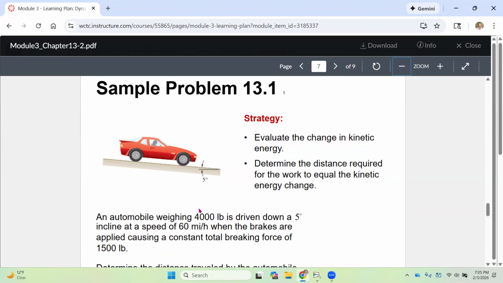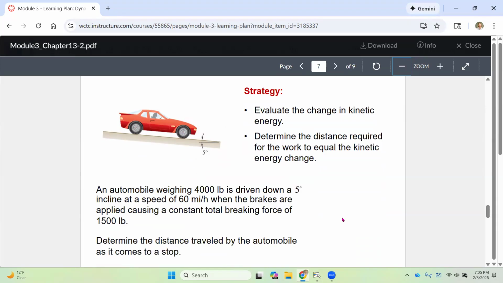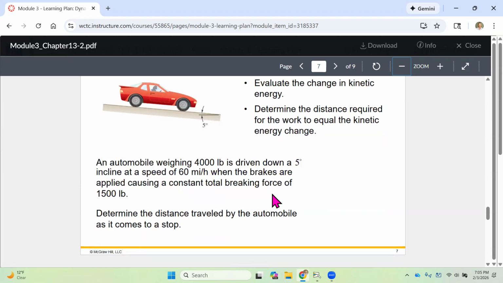Now, I'm going to look at the PowerPoint presentation because I think it's a little bit more clear than looking underneath the camera. We have an automobile that weighs 4,000 pounds and is driven down a 5-degree incline at a speed of 60 miles per hour. When the brakes are applied, causing a constant total braking force of 1,500 pounds, determine the distance traveled by that automobile as it comes to a stop.